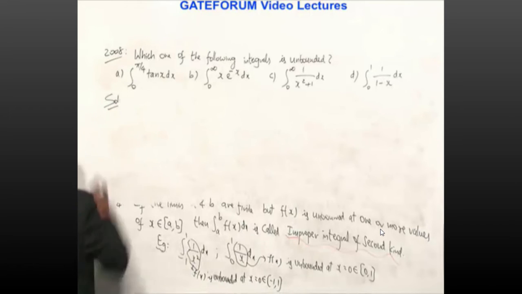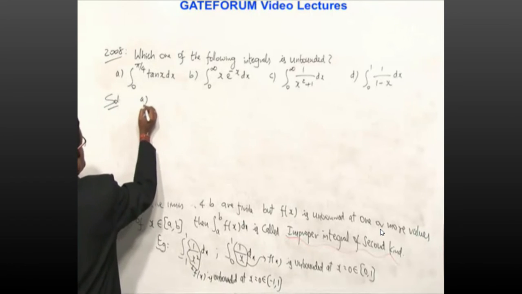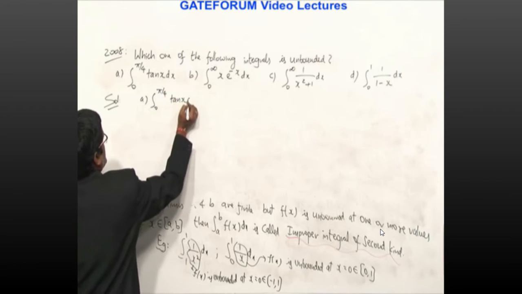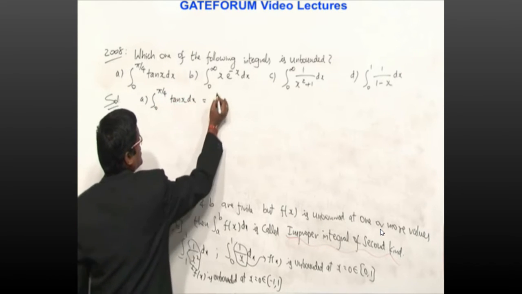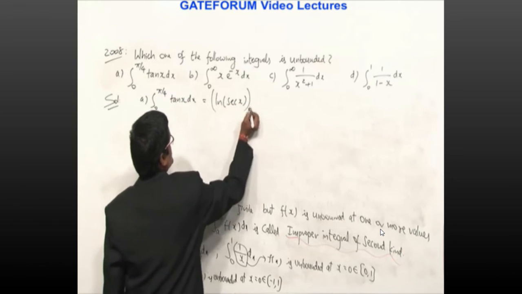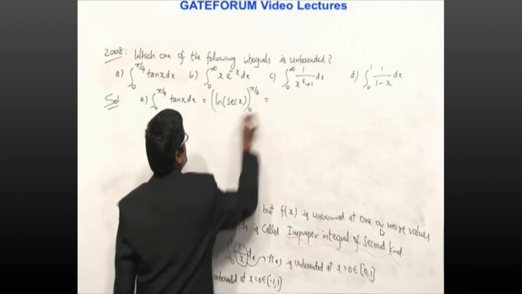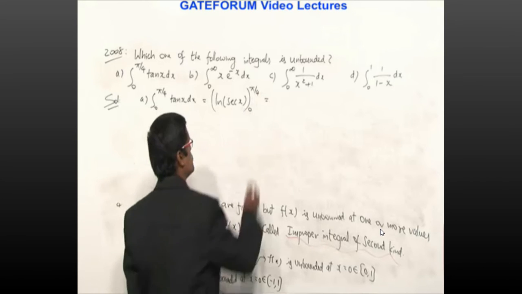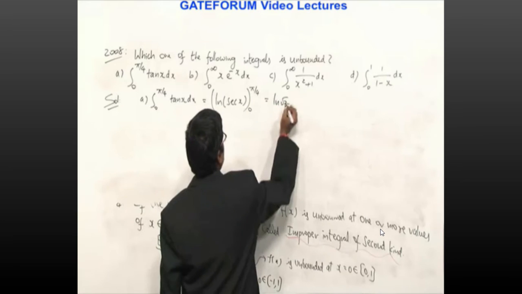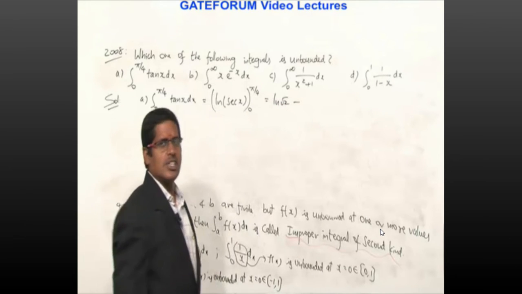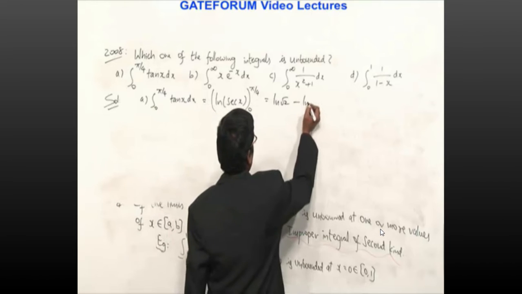Solution. Option A: integral from 0 to pi by 4 of tan x. The integration of tan x is log secant x, limits 0 to pi by 4. Cos 45 is 1 by root 2, so secant 45 is root 2. Substituting the upper limit gives log root 2, minus, cos 0 is 1, so secant 0 is also 1. So log 1 value is 0.